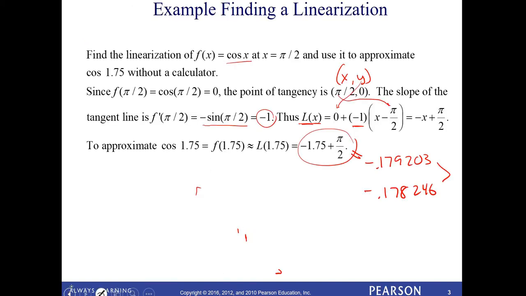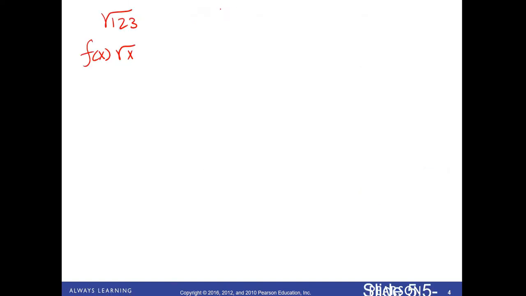Okay, let's try another way to use linearization. Let's say I wanted to find the square root of 123. So my function that I'm dealing with here is f of x equals the square root of x. And since I'm trying to evaluate it at 123, and I want my tangent line to be close to that, I am going to use x equals 121 for my point of tangency, because that's an easy function to evaluate. So, f of 121 is 11, so my ordered pair is 121 comma 11.